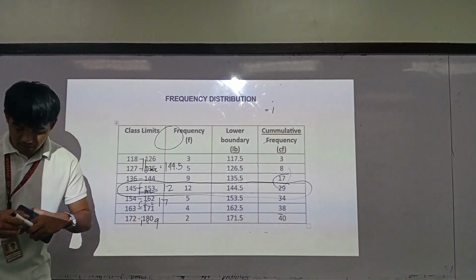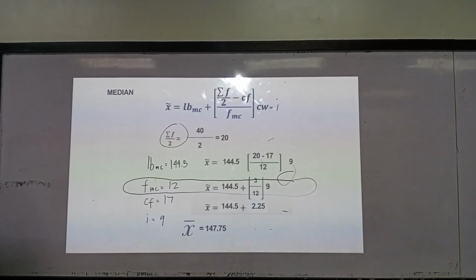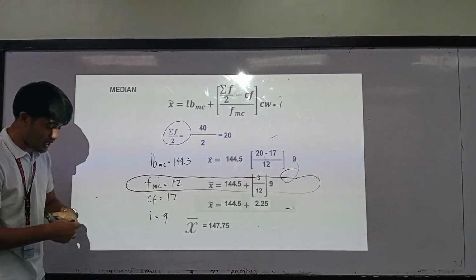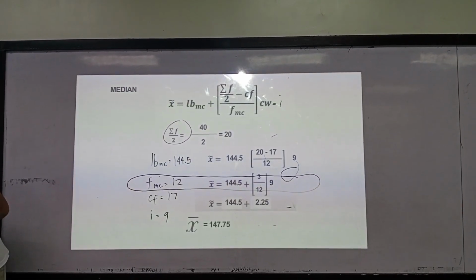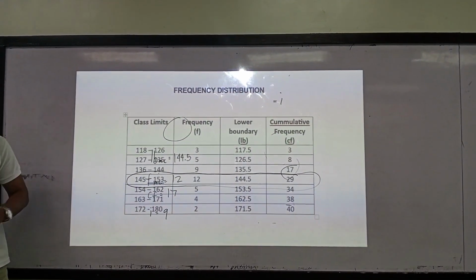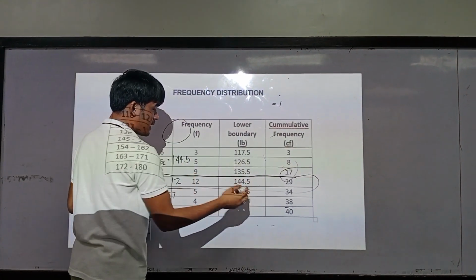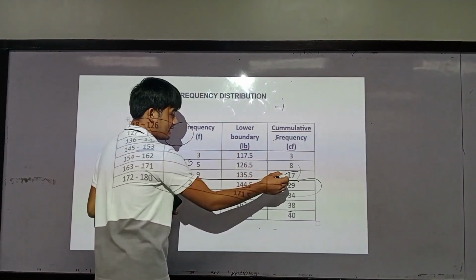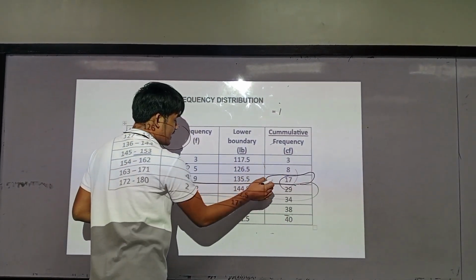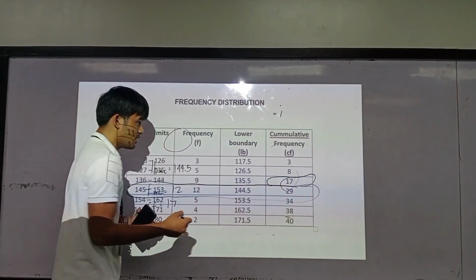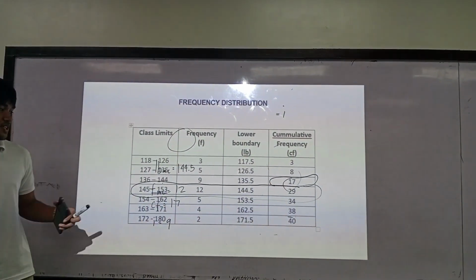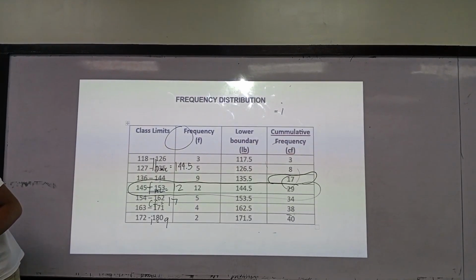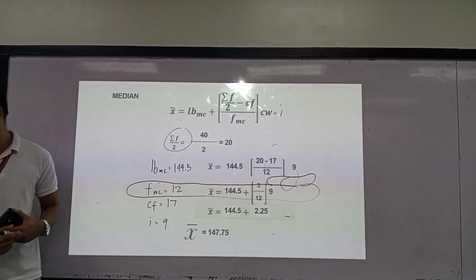And then after that, if you are confused why I didn't use the cumulative frequency 29, it's because we will use the data that is above our median class, which is the 17. So since we already have the data that we have, then we'll now substitute it in our formula.